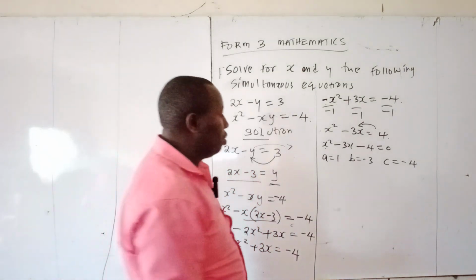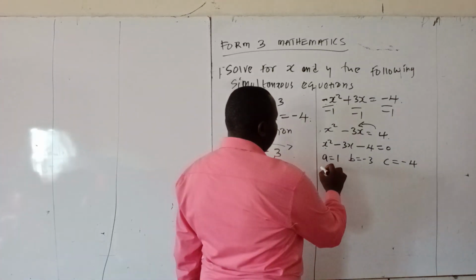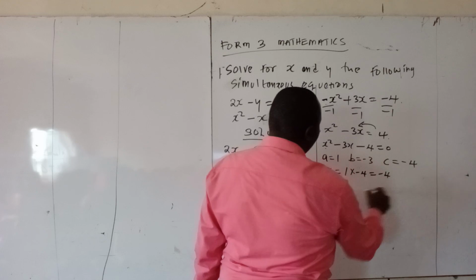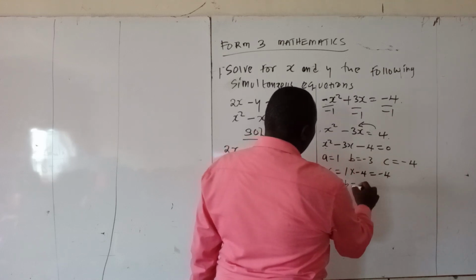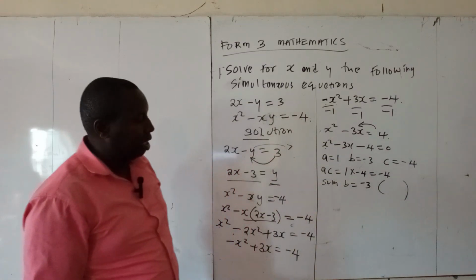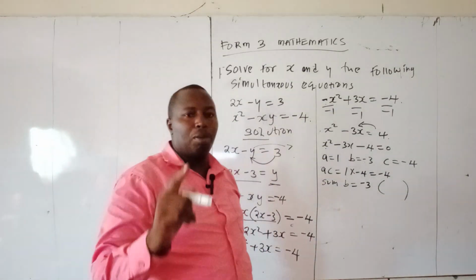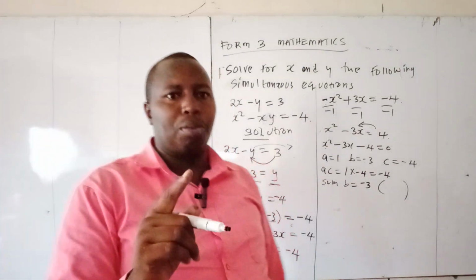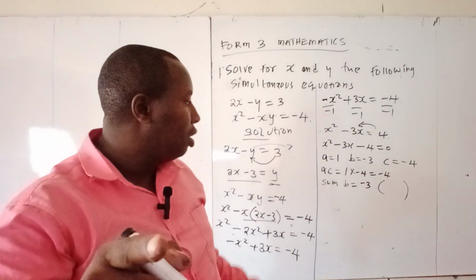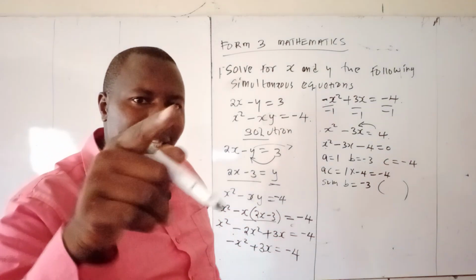So sum and product method, you say product of ac. Product ac, take 1 times negative 4, that's negative 4. And then the sum must be equal to b, which is negative 3. You get two numbers that when you multiply them, you get negative 4, and when you add them, you get negative 3. So which are these two numbers?